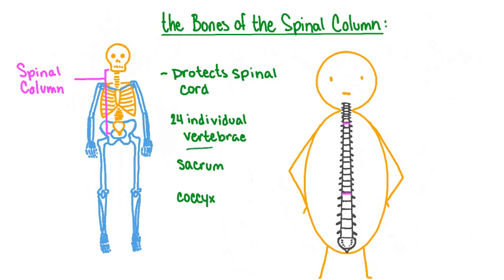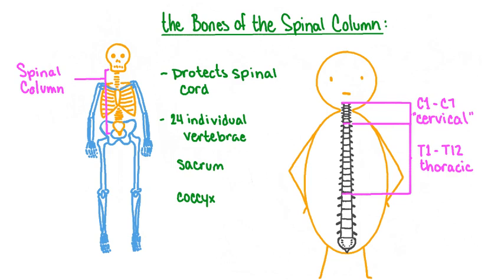The bones of the spinal column are called vertebrae, and there are 24 individual vertebrae in the spinal column. The top 7 vertebrae are called cervical vertebrae. Cervical is a word that means referring to the neck. Beneath these, we find the 12 thoracic vertebrae. We've already learned that the thoracic vertebrae each connects to a pair of ribs.